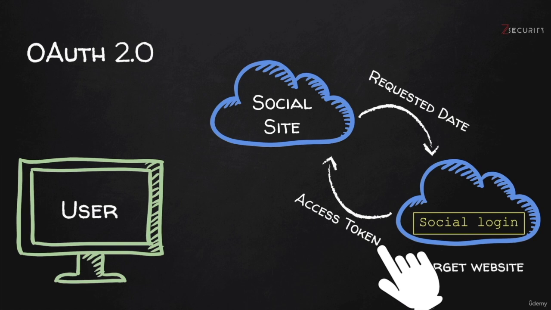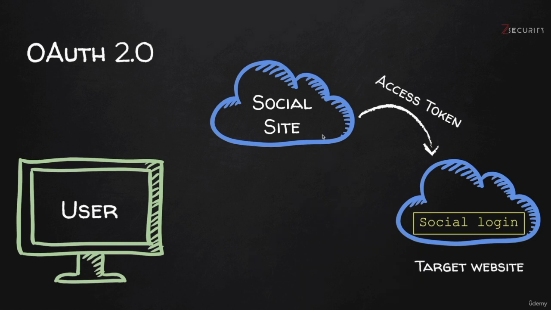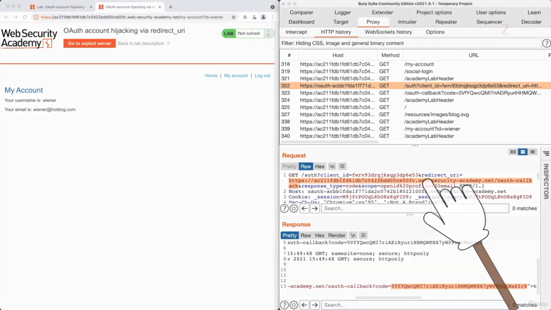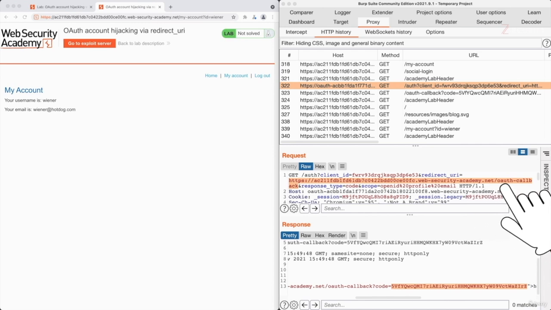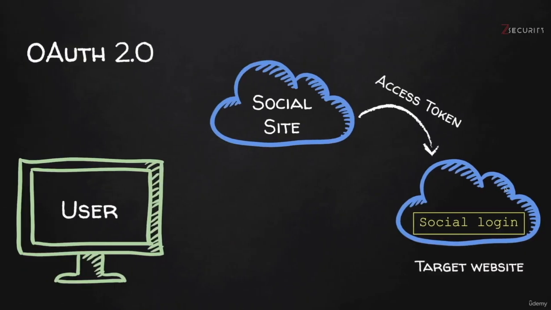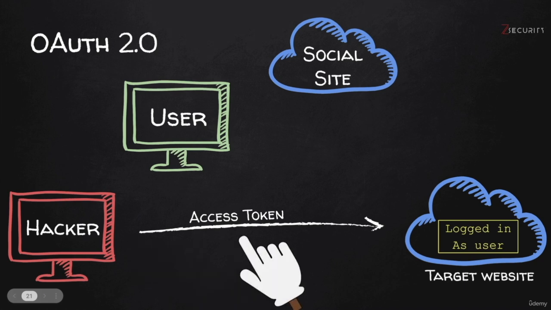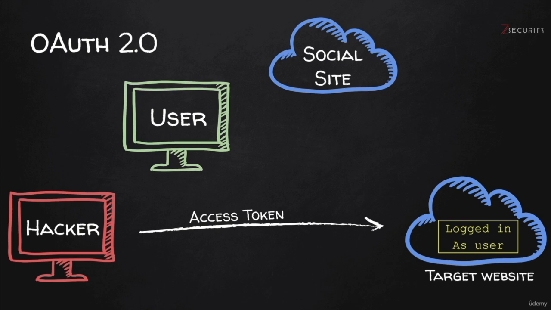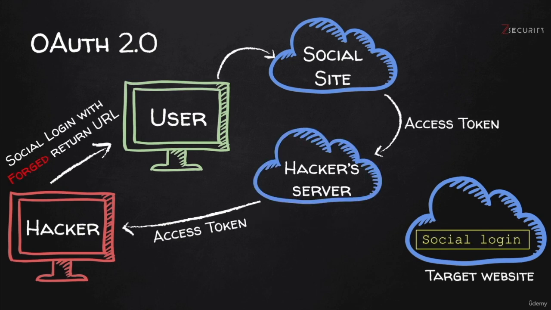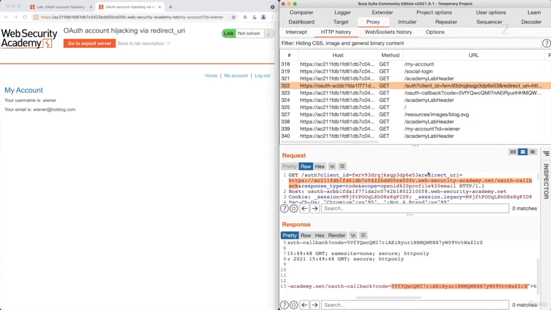Now, in our case, we can actually hijack this path right here by modifying this redirect URI. And if we do that, the access token is going to be delivered to the hacker's server. And from here, the hacker can actually use this access token to log in as the user. Now, there is a CSRF element to this because we need the admin to submit the forged request that we're going to create in here.